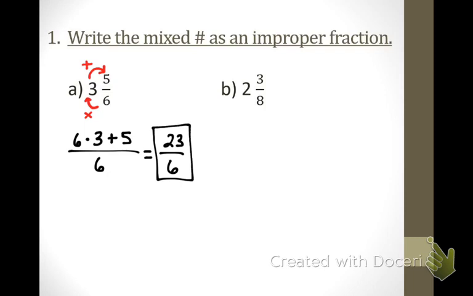It says 2 3/8. What should I do first? Multiply 8 times 2. Okay, what is 8 times 2? 16. Then what do I do? Add the 3. Okay, so you multiply that and you add that. And when you add 3 to it, what do you get? 19. And as you said, you are going to keep the same denominator. So your answer is 19/8. All right, so that is how you write a mixed number as an improper fraction.